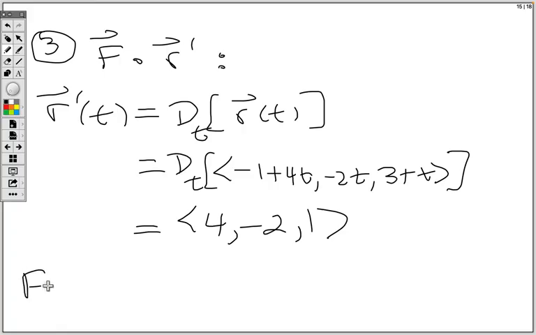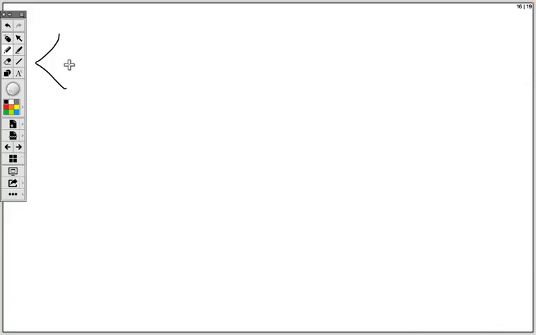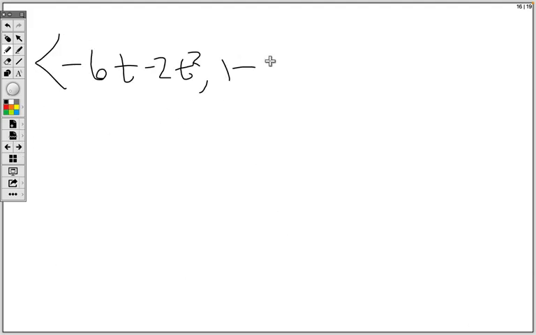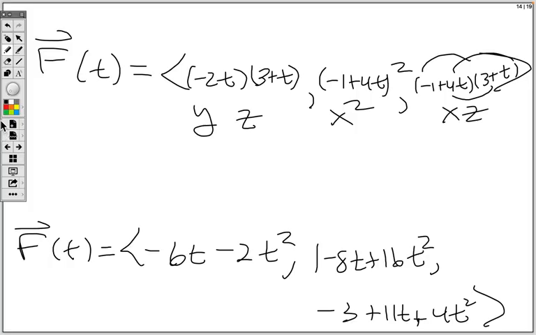So then I would compute F dot r prime of t. So we'll do that. It'll remind us how to do dot products. So I got to get the F in there. Minus 6t minus 2t squared. One minus 8t plus 16t squared. Minus 3 plus 11t plus 4t squared.